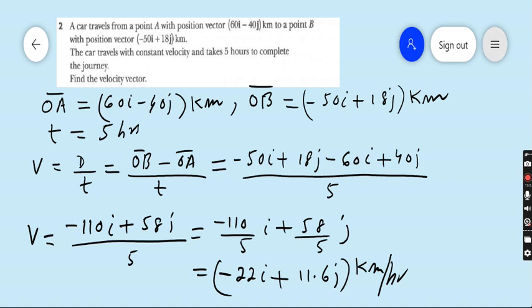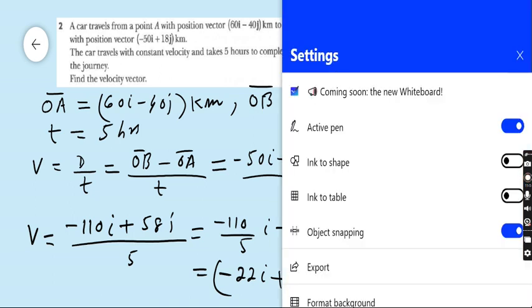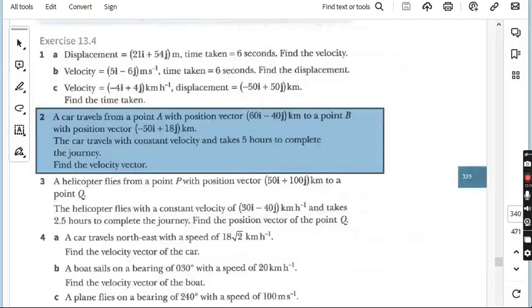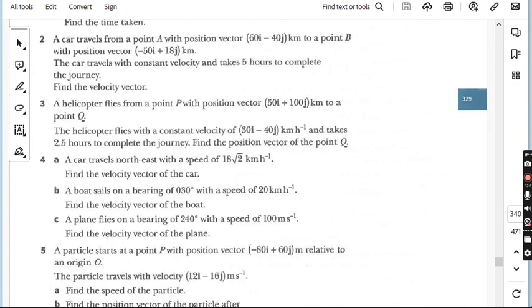Now move to question number 3. This question was very easy and very important as well from the exam point of view. Question number 3.